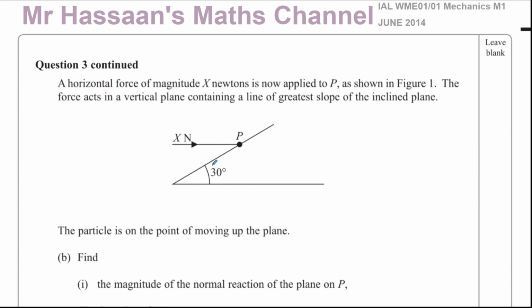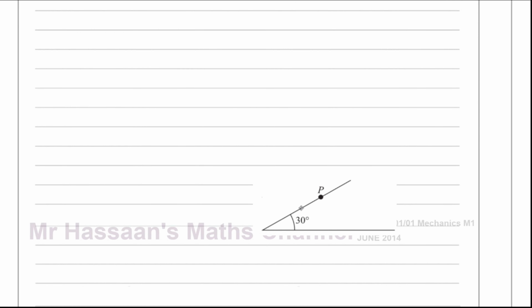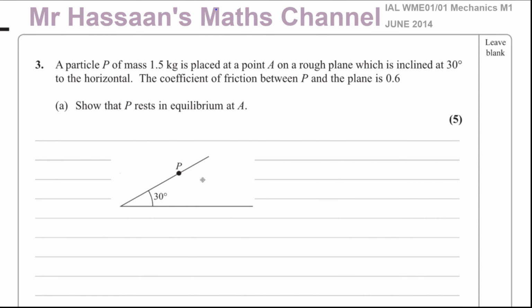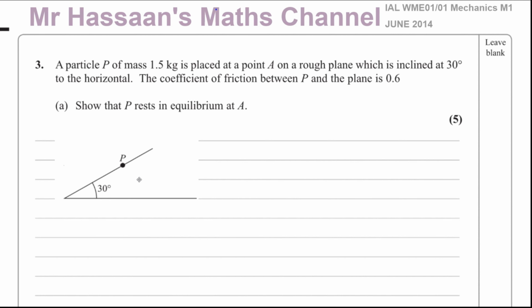So basically, they gave us this diagram here, and that was part of part B. So we have to look at this diagram as if there's no force X acting. Just the particle P resting on the plane, and that's it. There's no other force apart from the obvious forces of friction and the weight which will be acting on the particle. So I've got a copy of that same diagram, but without the force acting horizontally. For part A, we don't need to consider that.